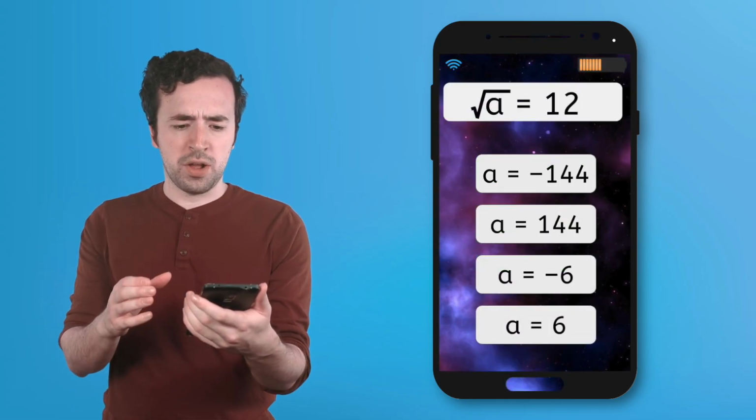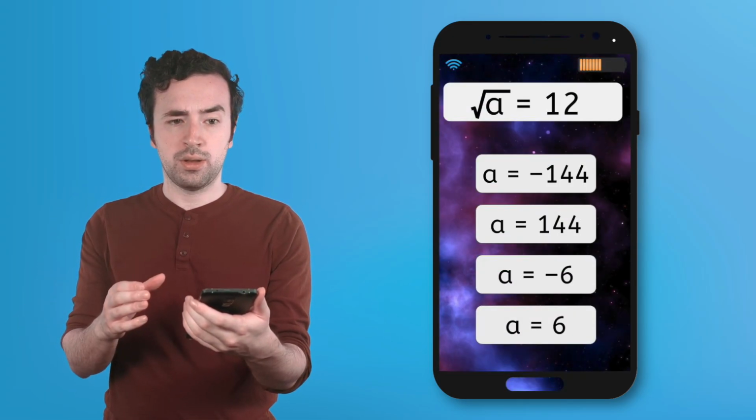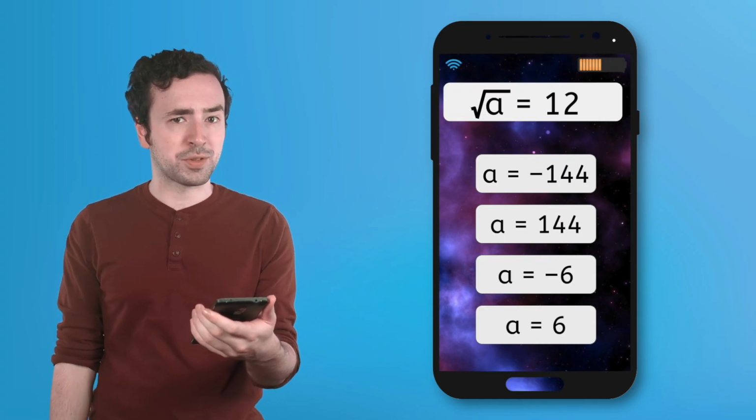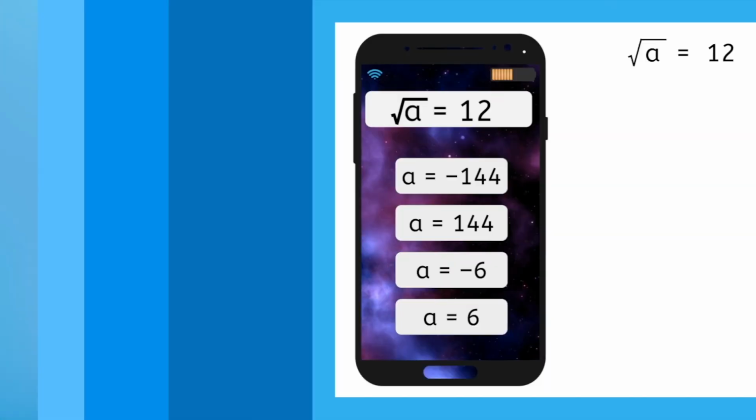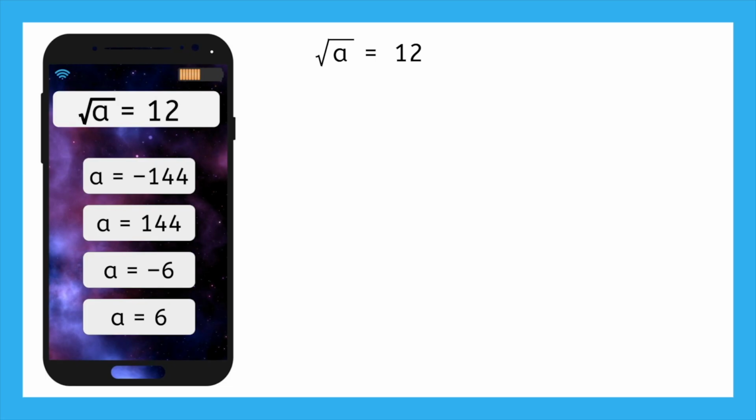The square root of a equals 12. Oh boy, I better apply the steps for solving this new one too. First up, where's the variable and what's happening to it? Well, we're taking the square root of the variable, which is a.